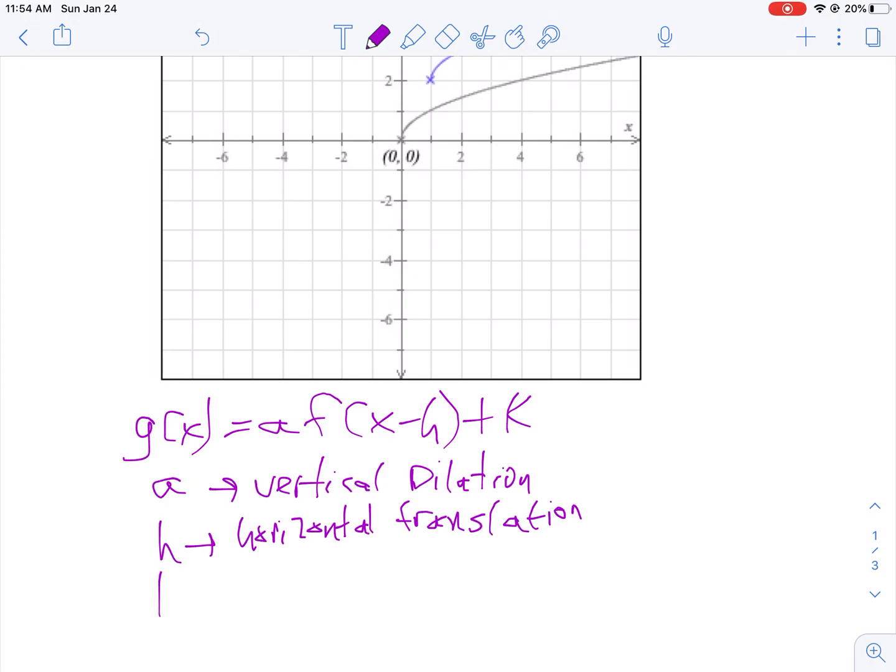And then k is our vertical translation. And once again, if k is greater than 0, it slides it up. If k is less than 0, it slides it down.